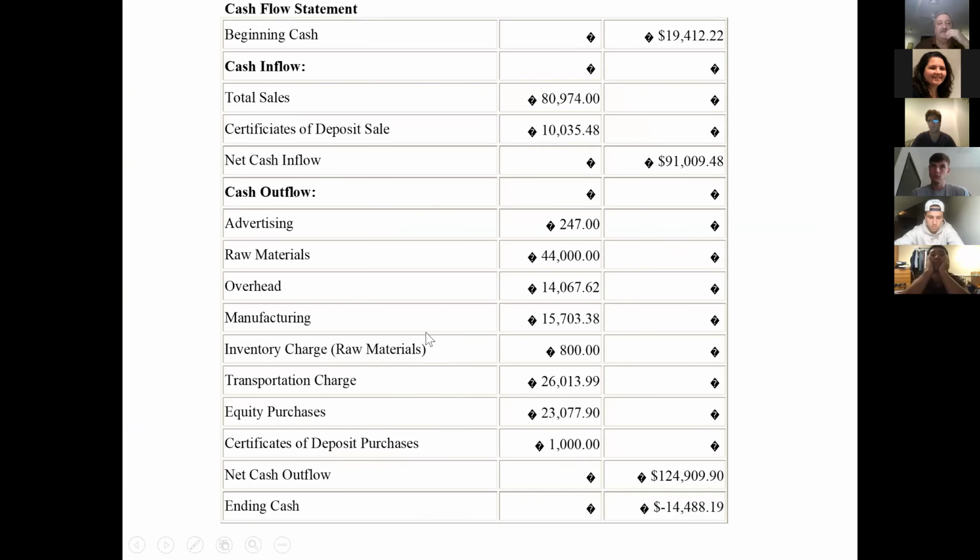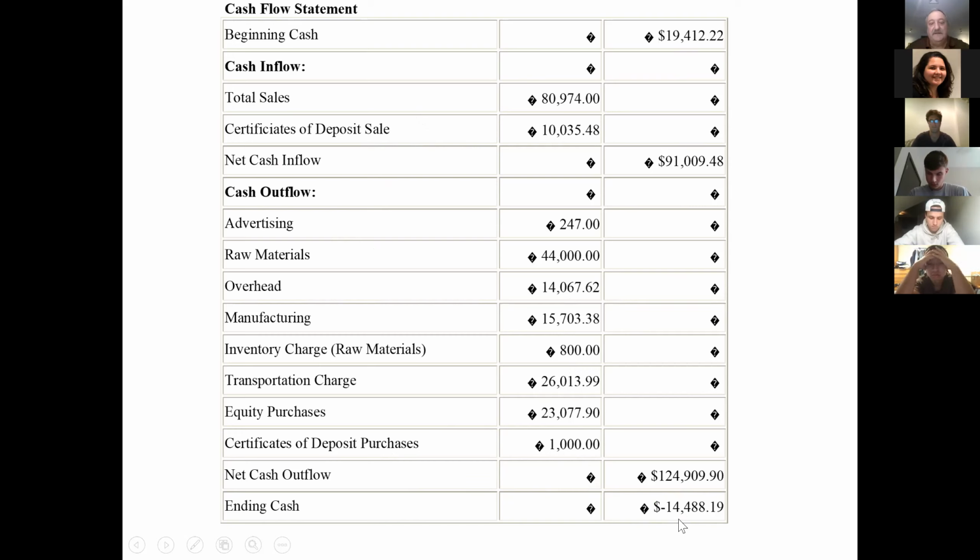Okay, so there's cash flow. So cash flow occurs every period. So every period you will get cash inflow from sales of CD racks, possibly from selling your 3-month CD. You would also get it from selling stocks. And then you spend cash on advertising, raw material, overhead, manufacturing more CD racks, inventory holding charges, transportation charges, buying stock, buying CDs, right? And so you end up with, at the end, a cash flow. You start with some cash, you end up with some cash.